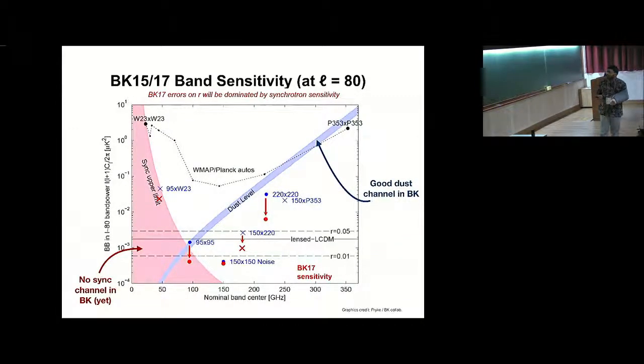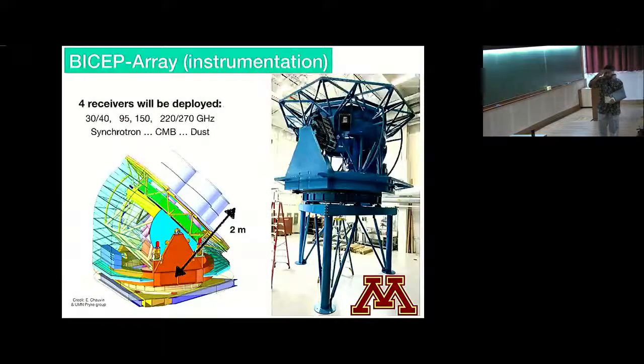So with that in mind, this is the introduction to BICEP-Array. It will be a set of 4 receivers, and the 4 receivers have the following designation with frequency bands. The first receiver will be dedicated for synchrotron measurement at 30 and 40 gigahertz. And then we have 2 more at the usual CMB numbers of 95 and 150. And then in a couple of years, or maybe 1 year, we'll have the dust receivers, which will measure the CMB at this high frequency where dust dominates.